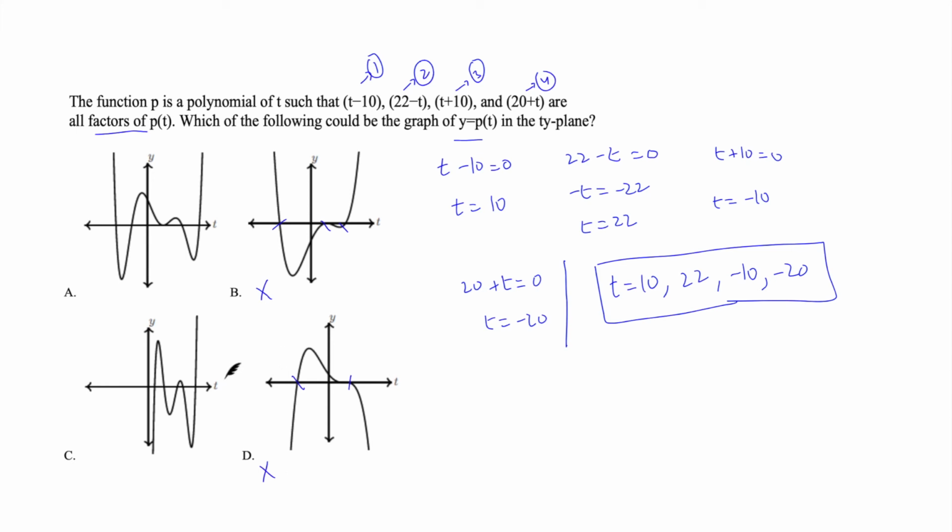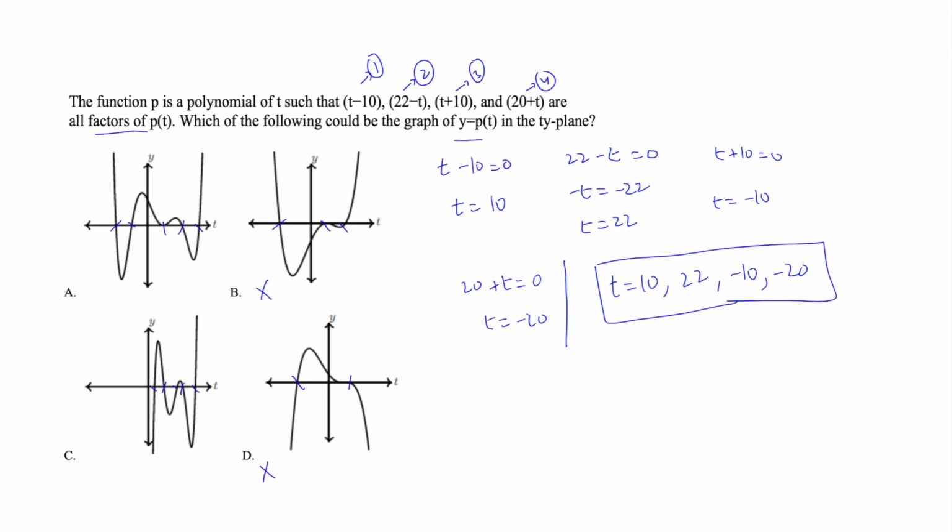Now, what do we do with A and C? Graph A has 1, 2, 3, 4, 5 roots. But we are only given 4 roots. The examiner is intelligent. He hasn't given us entire information, but he wants us to manipulate the graph through this information that's given to us. And in option choice C, we have 1, 2, 3, 4 and 5 roots.